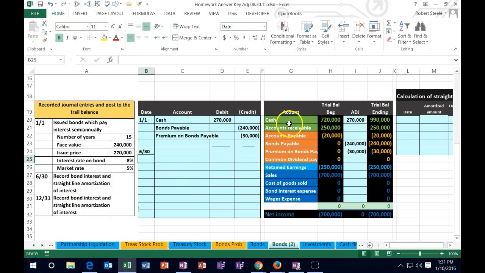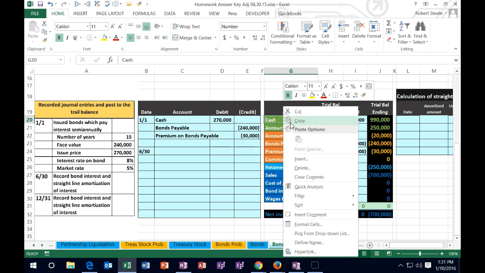So the first thing we can think is, is cash affected? It is in this case, because we're going to pay off the interest on the bond. We borrowed money, we borrowed the 270, issuing a 240 face amount of the bond. Now we're paying off the interest, the use of that money. So we have a debit balance. We need to make it go down, so we're going to do the opposite thing to it, which in this case will be a credit.